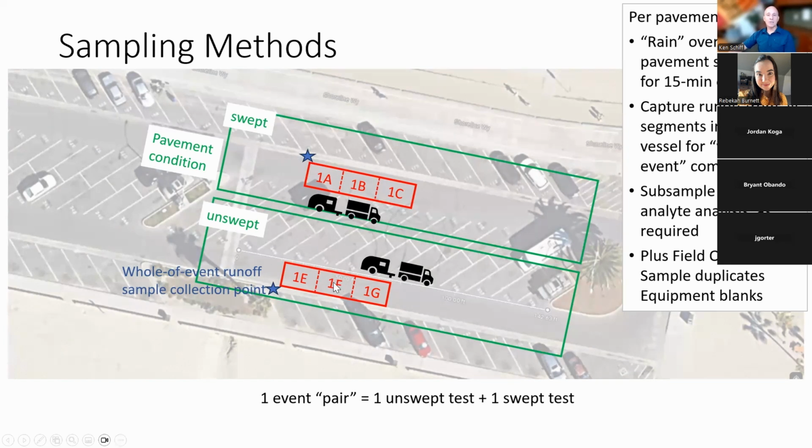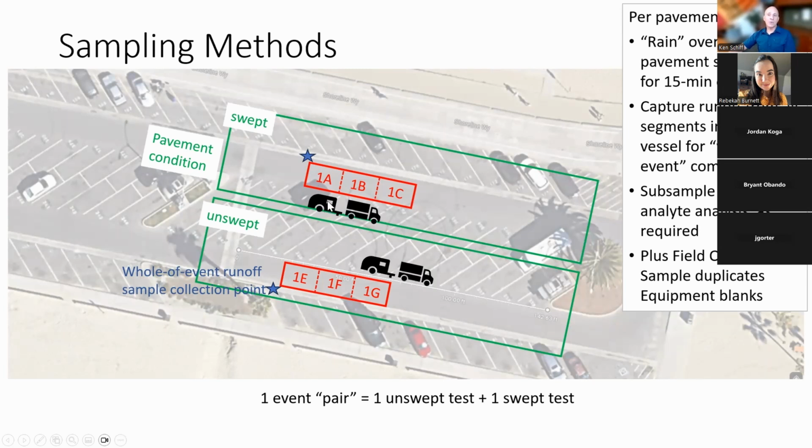And here's the same thing, but on the unswept side. So each rain event, like this, was about a 15-minute segment of rain. It turns out that if you do much more than that, you're not going to be washing off more pollutants. You're just at that point starting to dilute your sample.